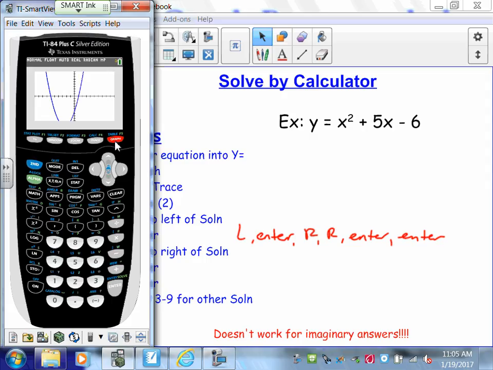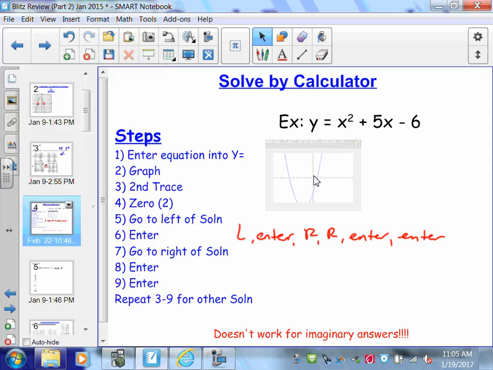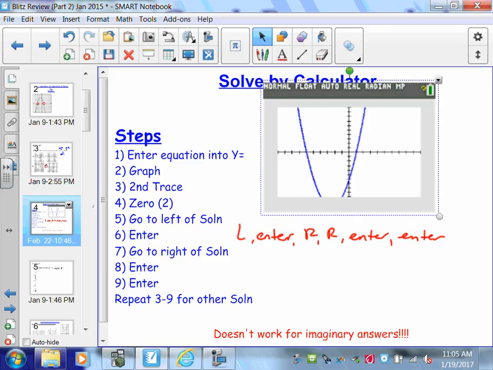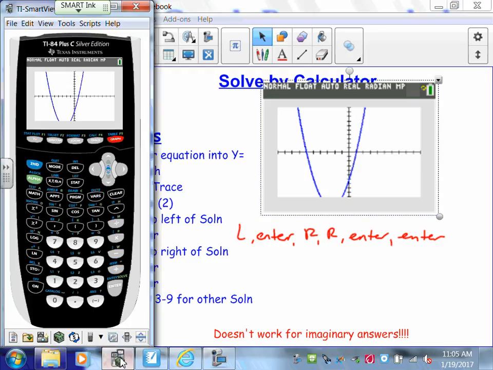When you see your graph, it's easy to see that our answers are going to be at 1 and -6. That's easy, right? So this is going to help you to know that you found the right 0. So here's the trick. If you hit second trace, for a single graph, the answer is the 0. So pick choice number 2. You should see a blinking dot.